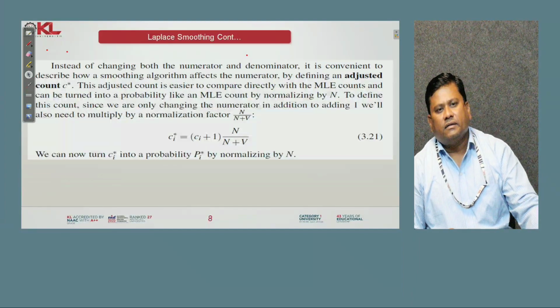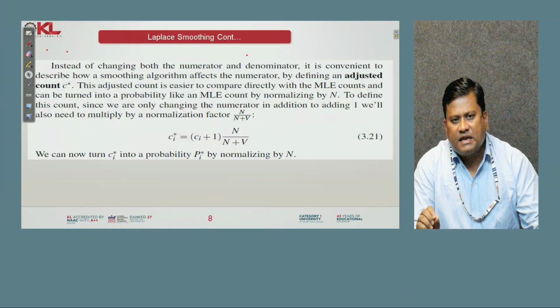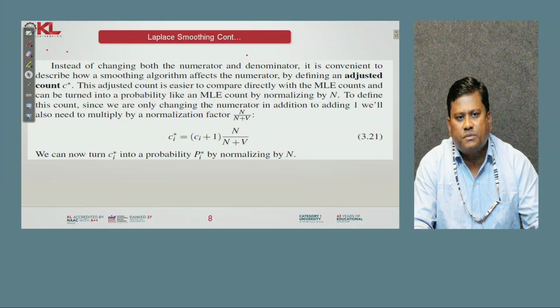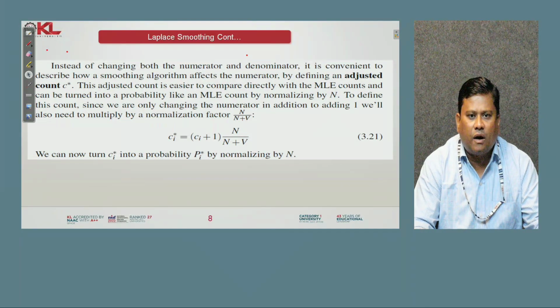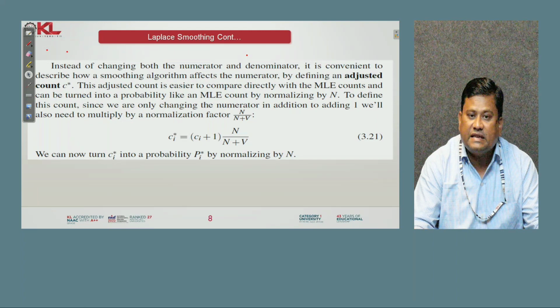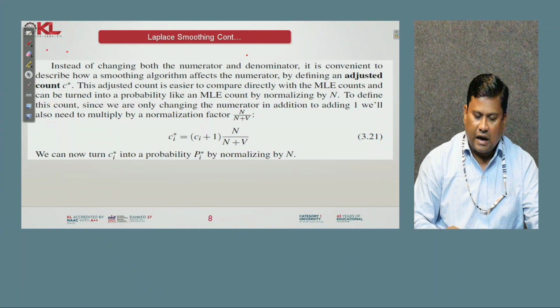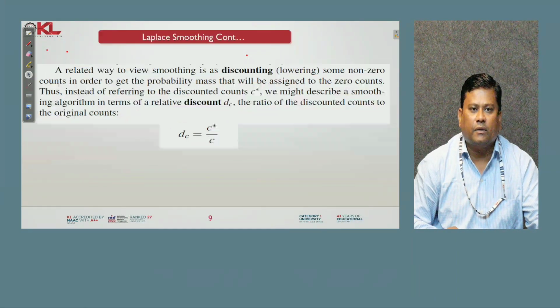Instead of changing both the numerator and denominator, it is convenient to describe how a smoothing algorithm affects the numerator by defining the adjusted count c star. So ci star equals ci plus 1 multiplied by N divided by N plus V. We can then turn ci star into a probability pi star by normalizing by N, the MLE count.